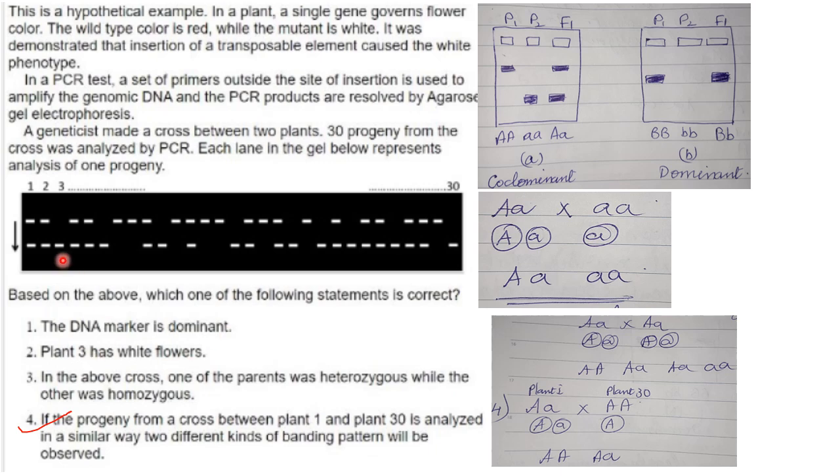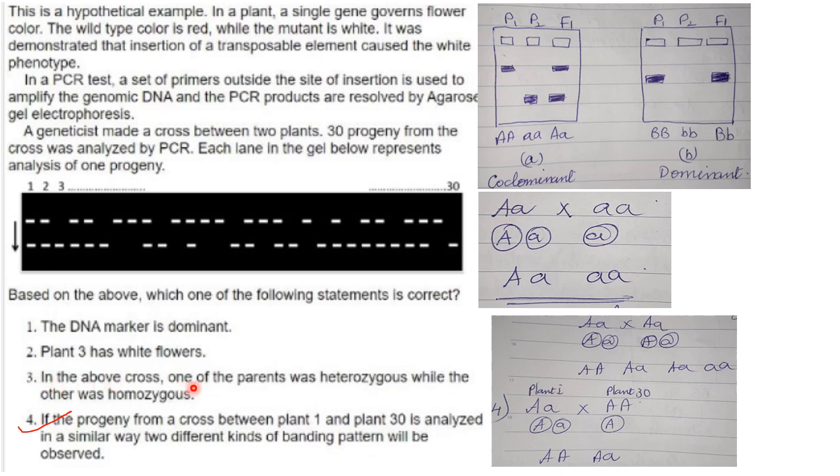Plant 3 has white flowers. Plant 3 is this. Plant 3 is not mutated. It is a dominant one, that is wild type, that is red color. So it is a lower band. So it is not mutated. So 2 is also not correct.